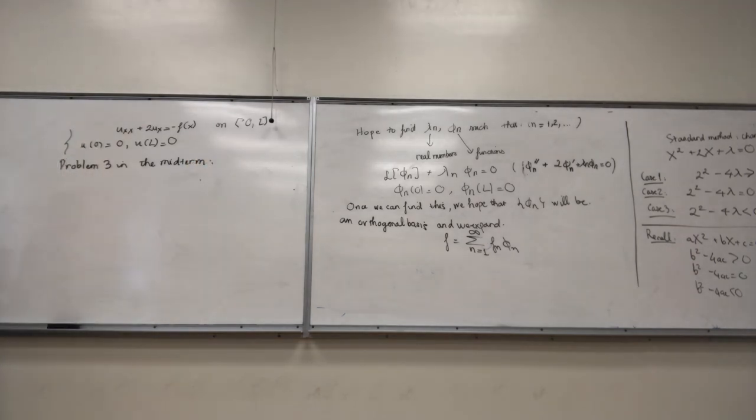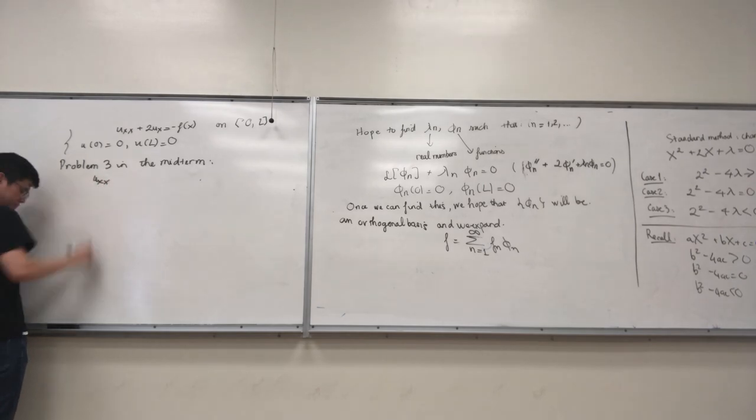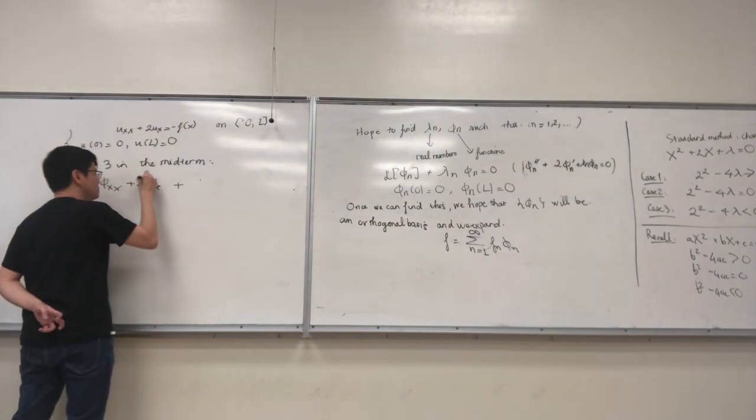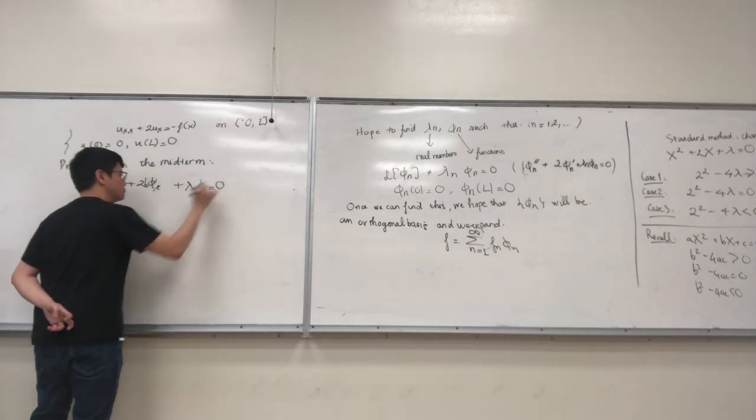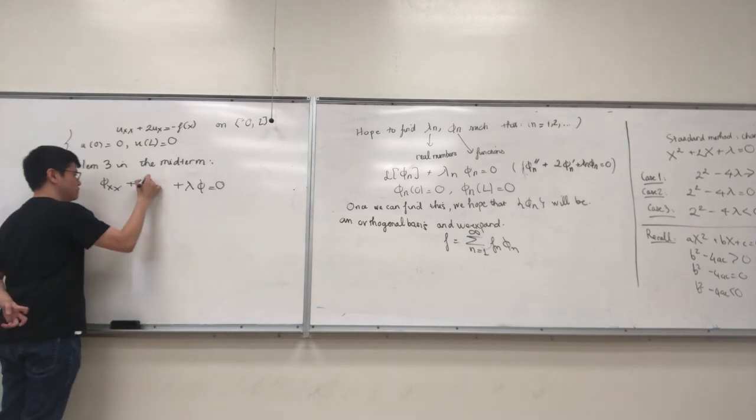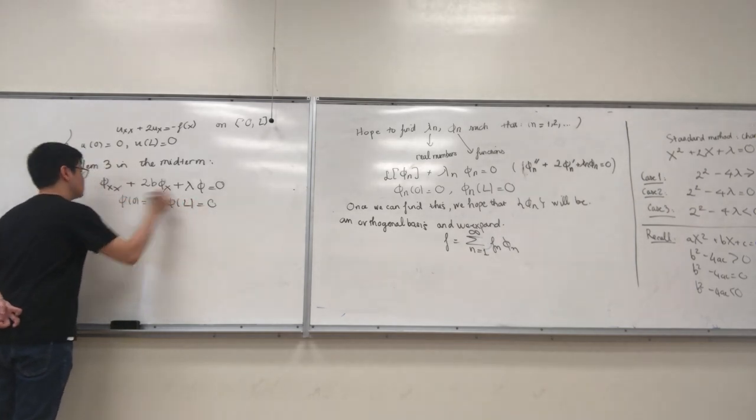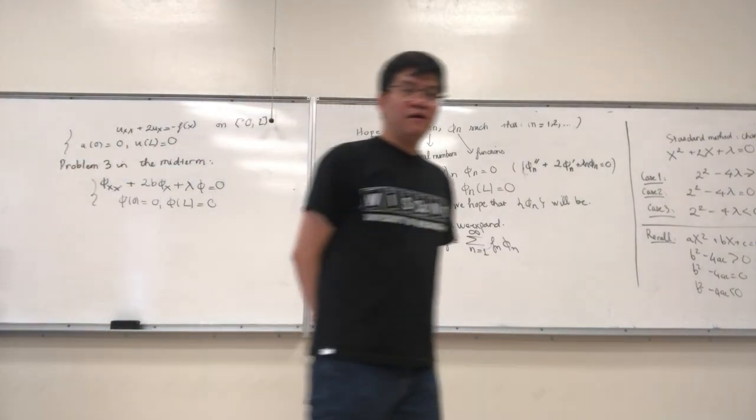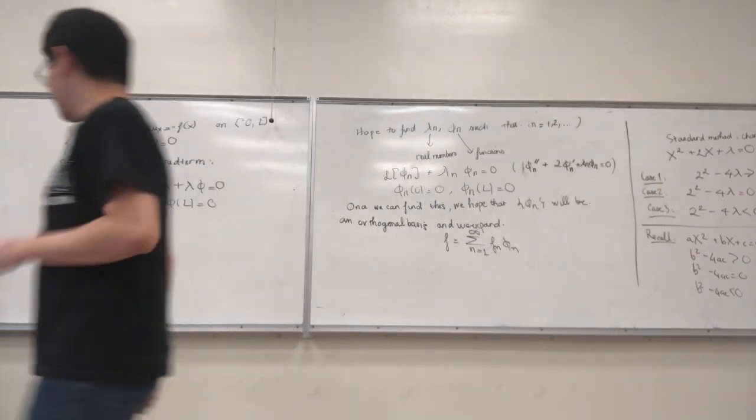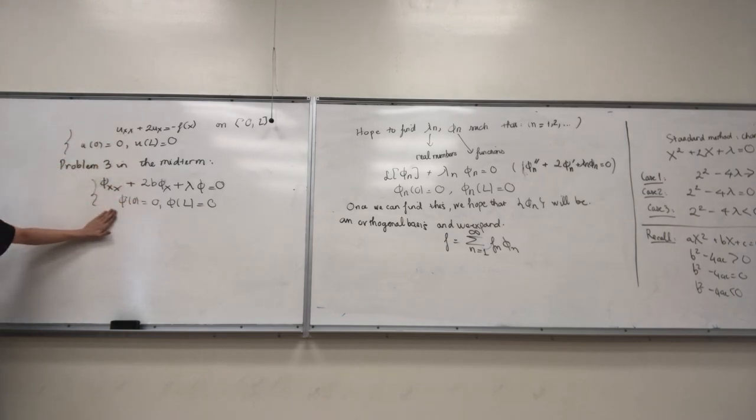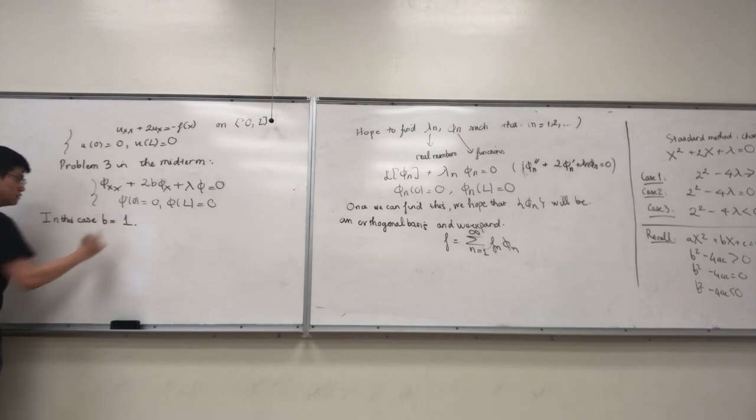In the meantime, what we were trying to do is solve a very similar equation: phi xx plus 2b phi x plus lambda phi equals 0, with phi 0 equal to 0 and phi l equal to 0. All right, so this is problem 3 in the midterm. So in the midterm, we solved this equation with two Dirichlet boundary conditions, right? And in this case, b is 1.